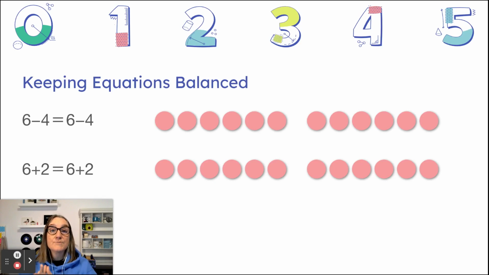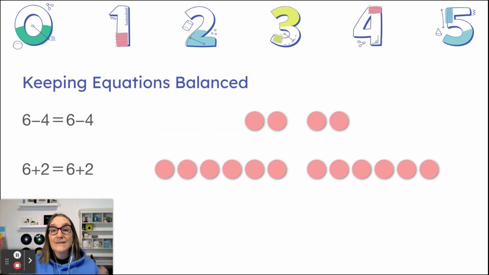Now, let's say we want to subtract 4 from each side. So I'm starting with 6 on each side and subtracting 4. And you see with my equation written out in symbols, I have 6 minus 4 equals 6 minus 4. But let's model it with our counters. If we subtract 4 from each side, each side now has 2 counters. Or we can imagine we add 2 to each side, and you can see that reflected in the numbers. If I add 2 to each side, each side now has 4 counters.